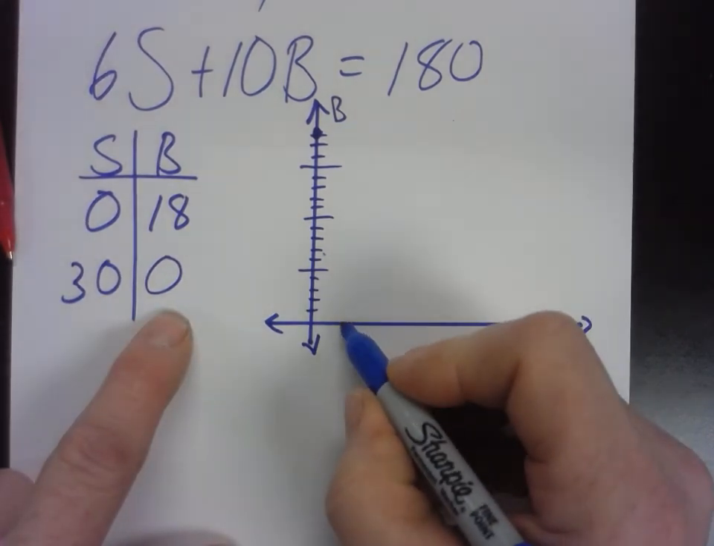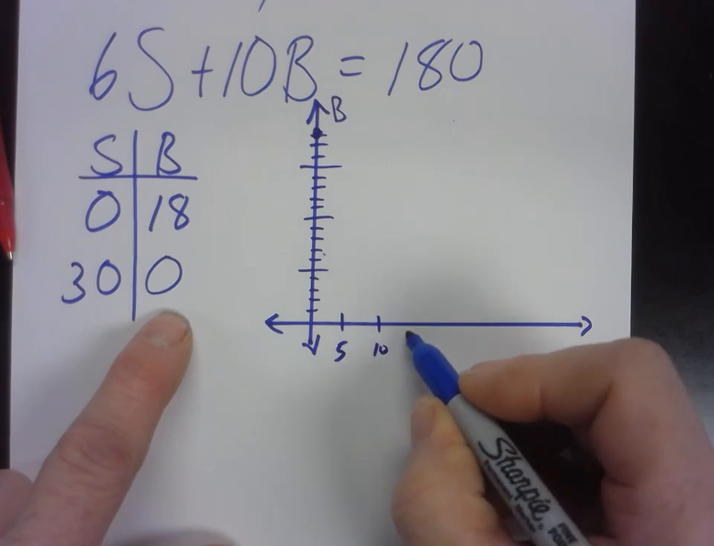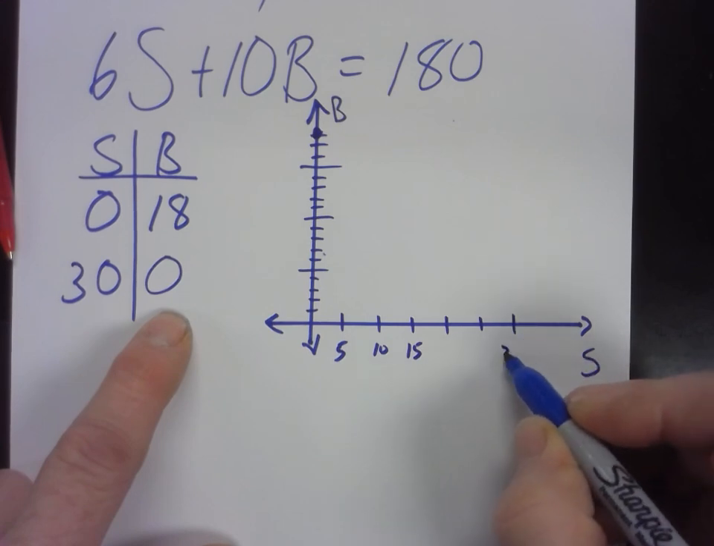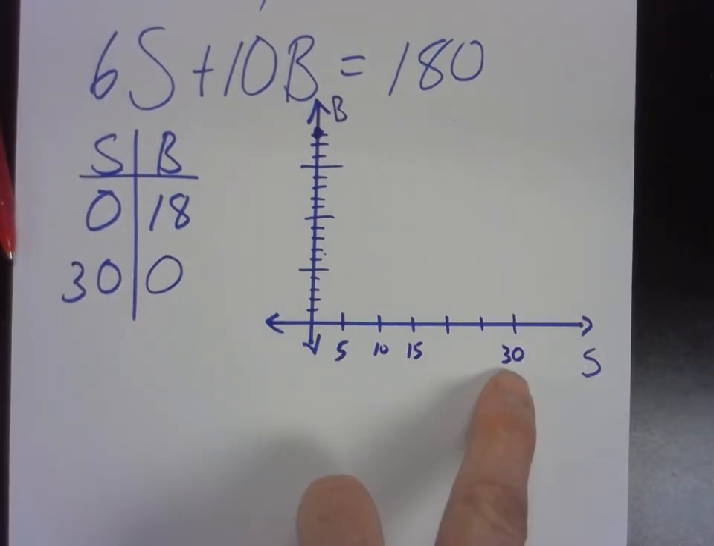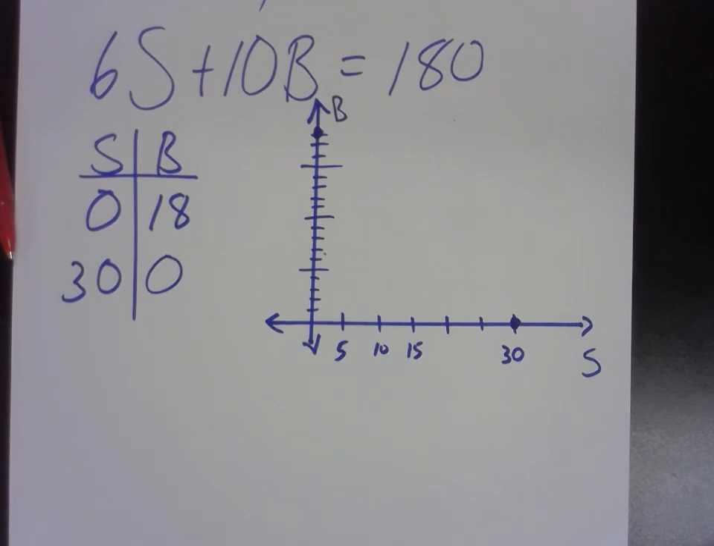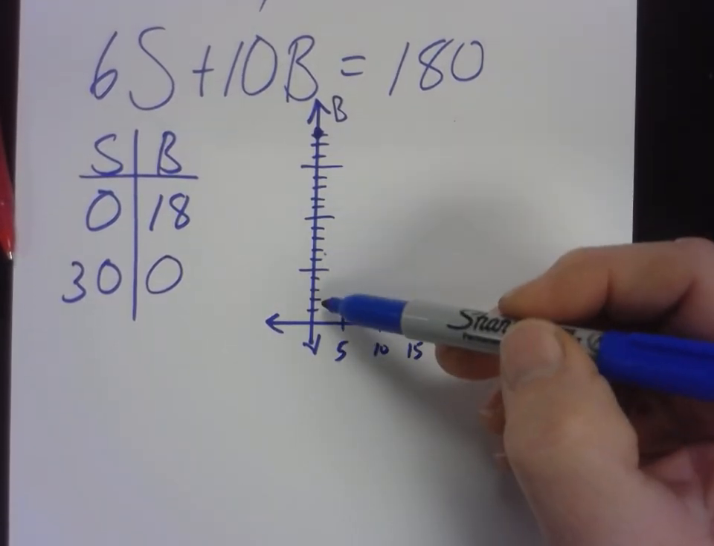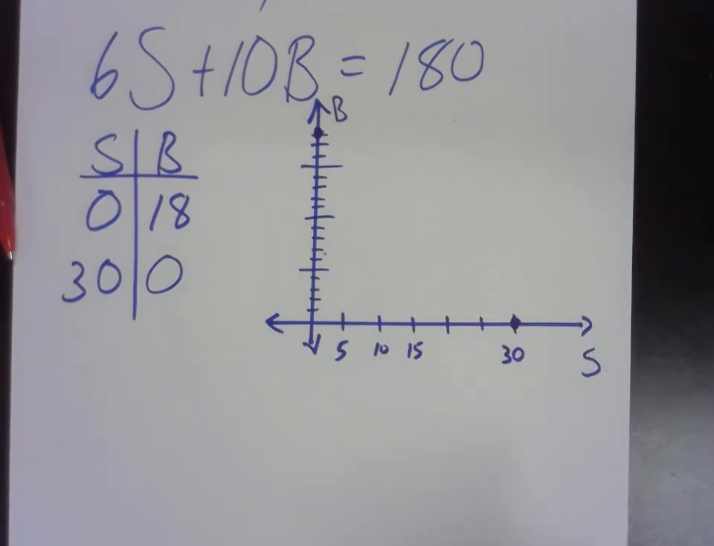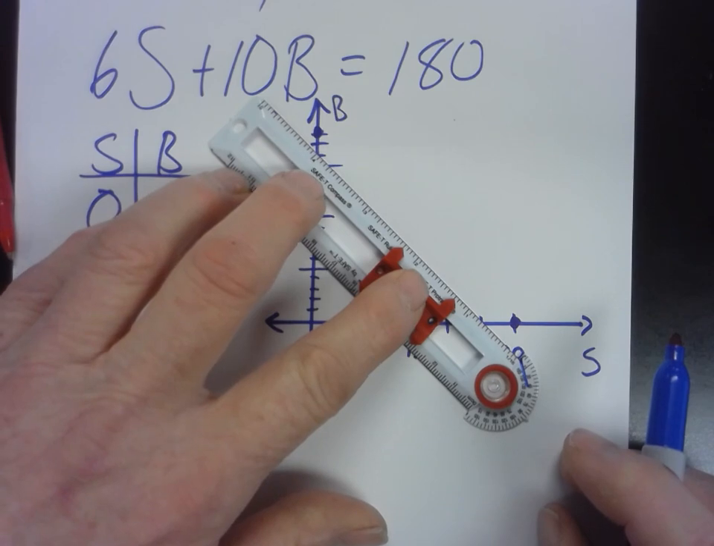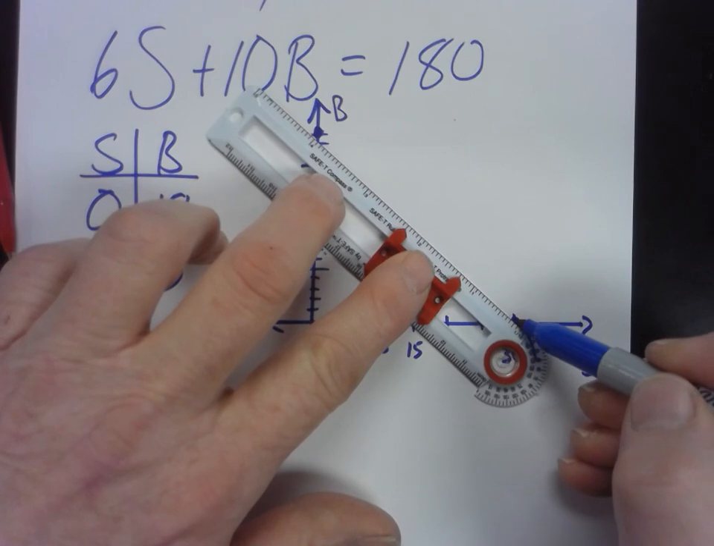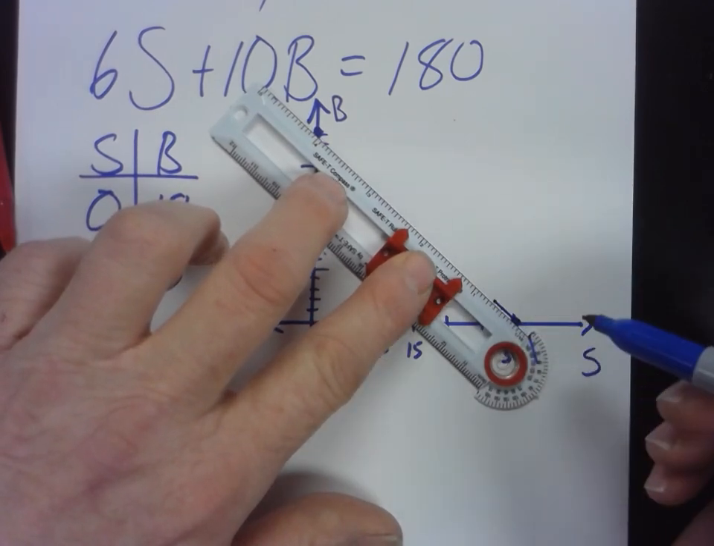5, 10, 15, 20, 25, there's 30. So I labeled the first 3, and then I labeled the one I'm talking about here, 30, 0. You don't have to label every one. These I didn't have to label because each of the marks represents a what? They're each ones, right? So 0, 18 works, 30, 0 works, but are there other combinations here that will work?